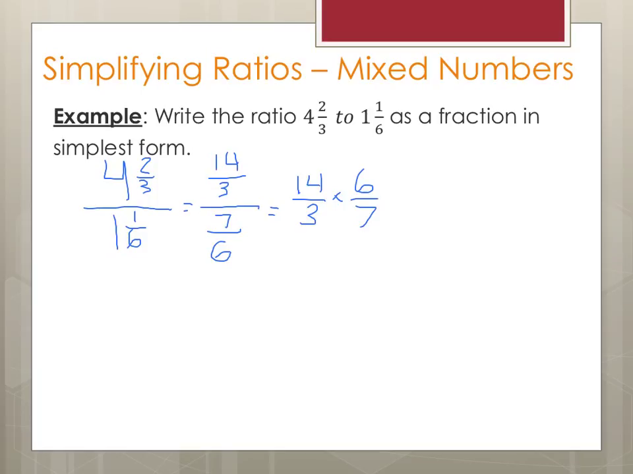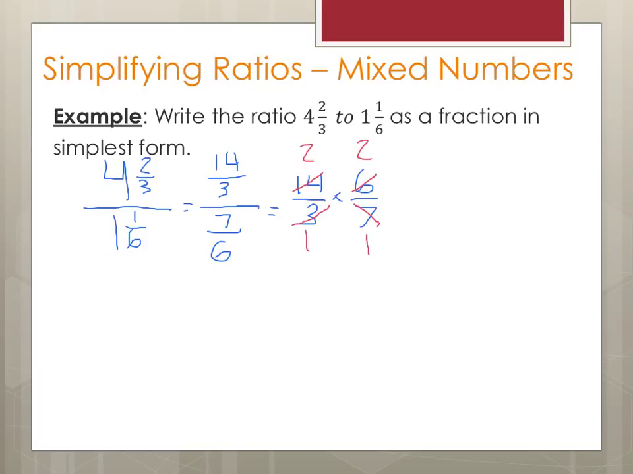So I see that 3 and 6 both have a common factor of 3. I'm going to divide 3 by 3 and get 1. Divide 6 by 3 and get 2. And I see that 7 and 14 have a common factor of 7. I'm going to divide the 7 by 7 and get 1. And I'm going to divide the 14 by 7 and get 2. And at this point, I've factored out all my common factors.